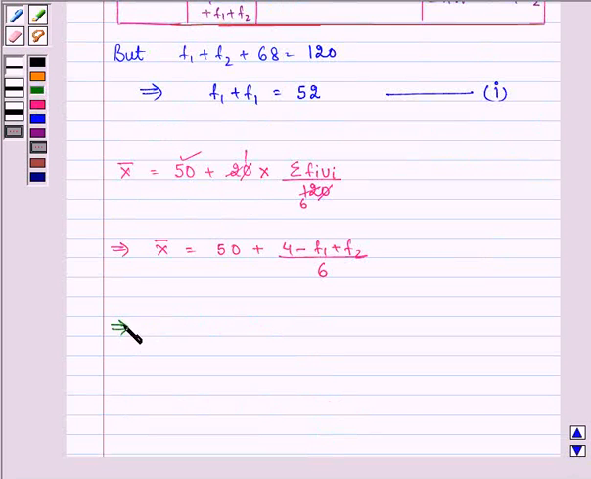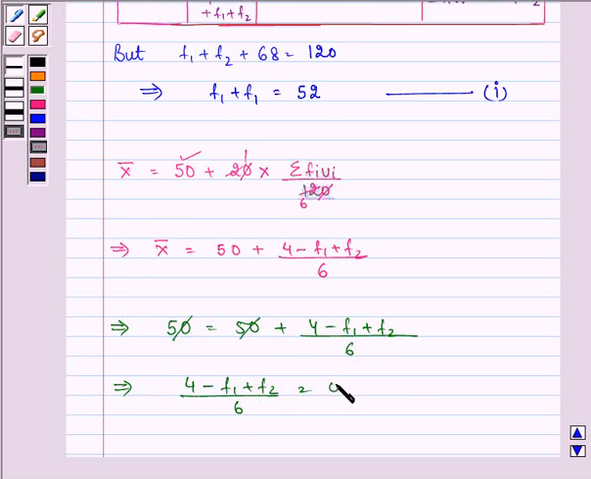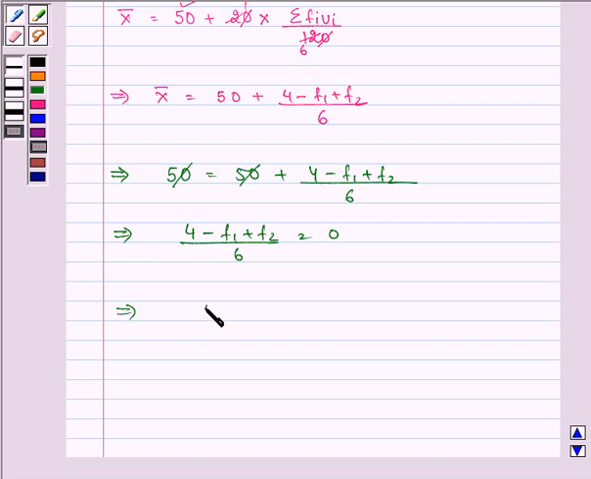That further implies we are given mean as 50. Let us substitute it. So 50 is equal to 50 plus 4 minus F1 plus F2 upon 6, which gives 4 minus F1 plus F2 upon 6 is equal to 0, which further gives us 4 minus F1 plus F2 is equal to 0, which is F1 minus F2 is equal to 4. Let this be the second equation.